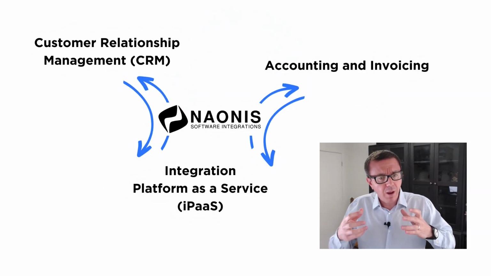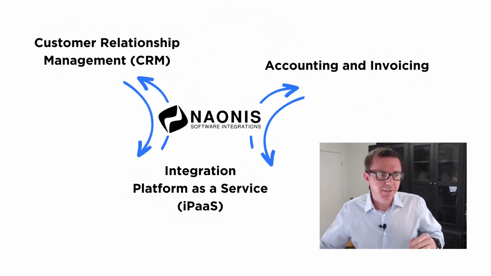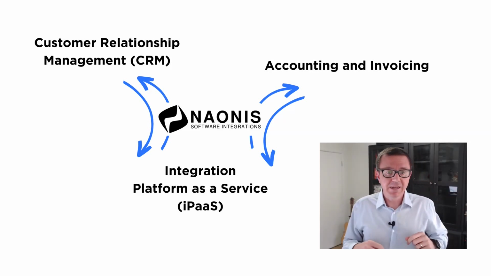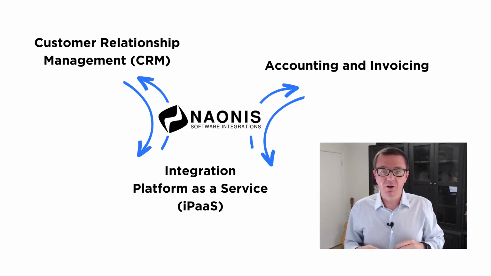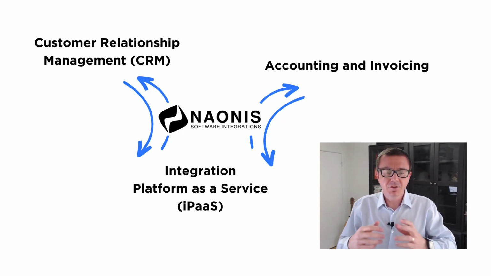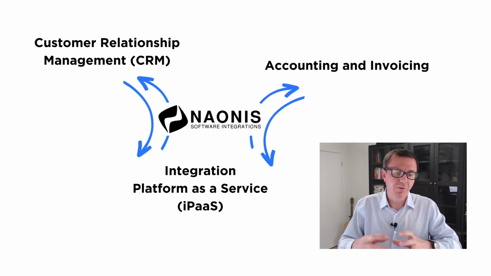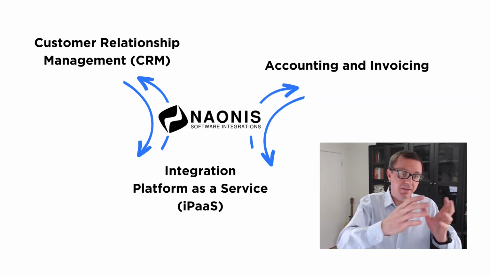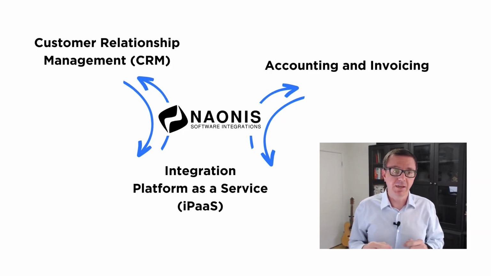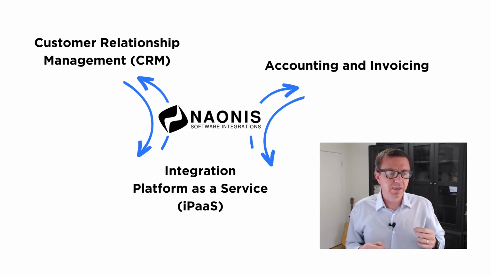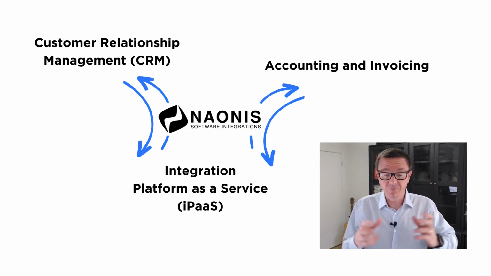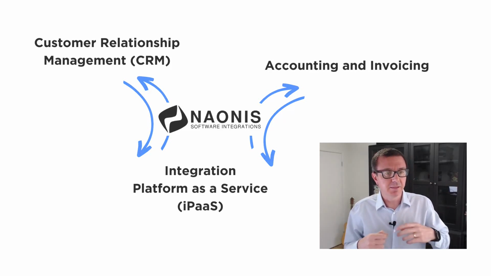Now we're going to go a little bit deeper and look at another diagram where we have the customer relationship management on the top left and the accounting and invoicing software on the top right. At the bottom, we have the integration platform as a service. As you can see, there are double arrows between the integration platform as a service, the iPaaS platform, and the CRM, and double arrows as well between the iPaaS platform and the accounting and invoicing. The reason for that is the iPaaS platform sits in the middle and retrieves and pushes information from both systems.